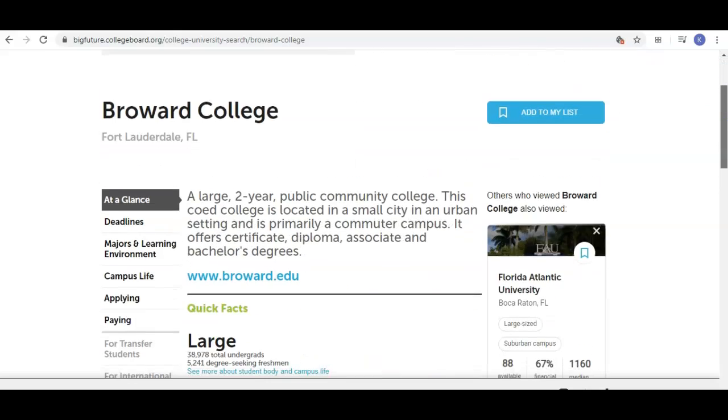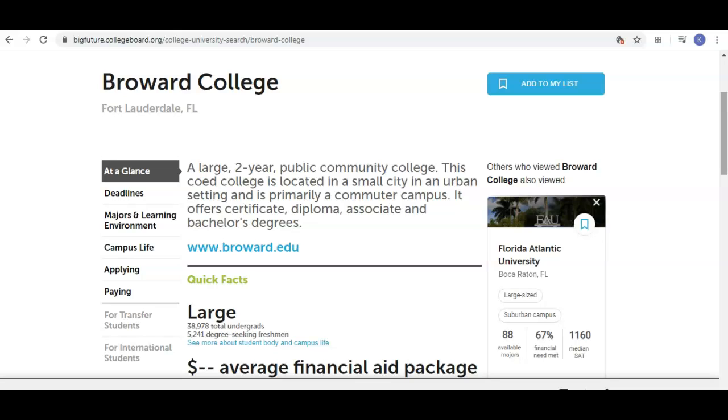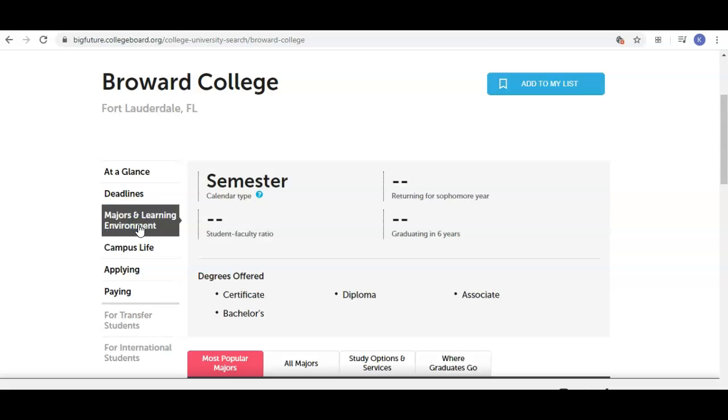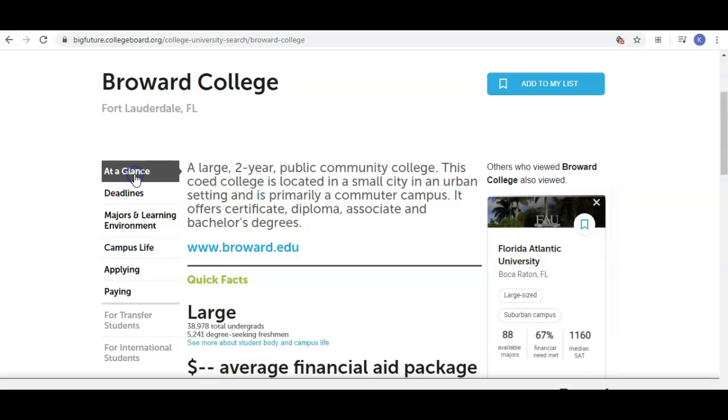So when you get a school, it's going to give you the name. It's going to give you the general overview. Then deadlines. We will have a whole discussion about applications, so don't worry about that quite yet. These are the majors in learning. Not that much information on here, which is interesting. Let me check something else out before I keep ranting on and on.